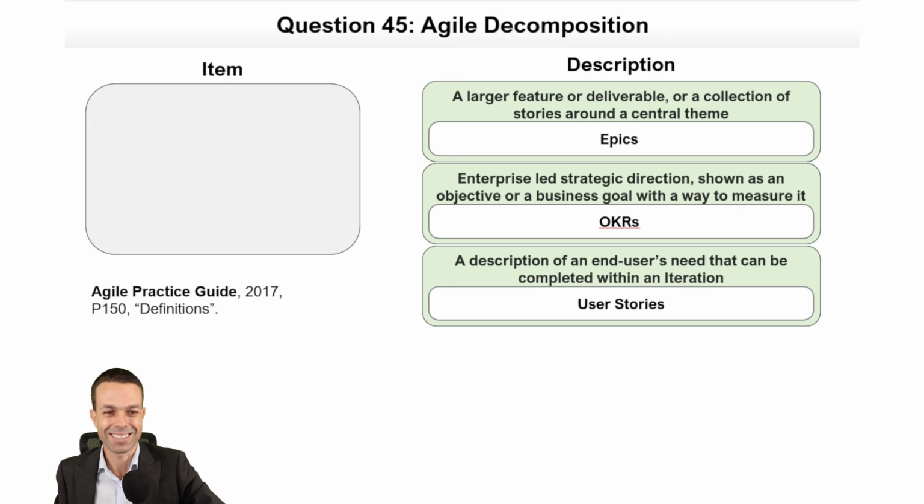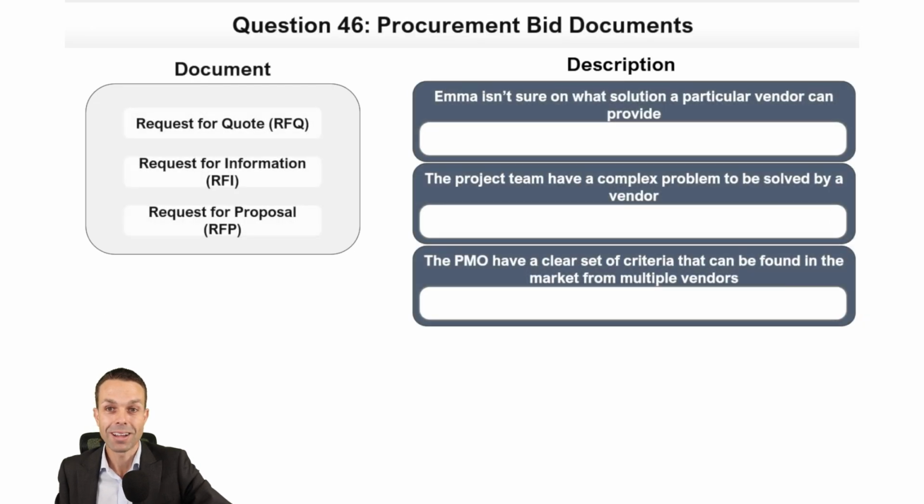And there we are, fantastic stuff. Agile Practice Guide, page 150 under definitions. And we're also just over halfway through this little section. Well done. Keep going, guys.